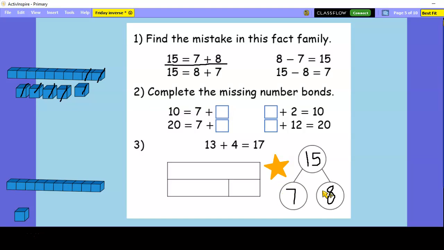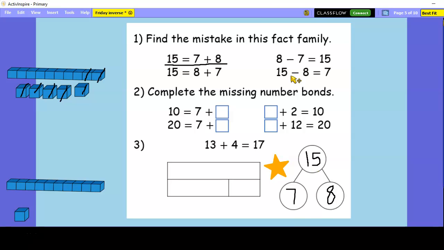So it is correct. 7 and 8 make 10, make 15. 15 take away 7 equals 8. And that means that 15 take away 8 equals 7. We don't need any other numbers, just the whole and the 2 parts. So we know that 15 is 7 add 8. And also, that would make 8 add 7 15, because it's the same 2 parts making the whole, isn't it?